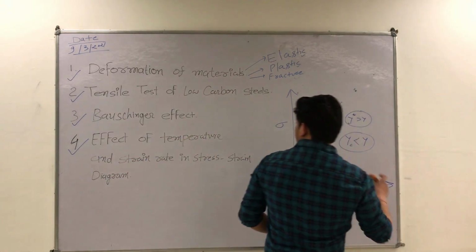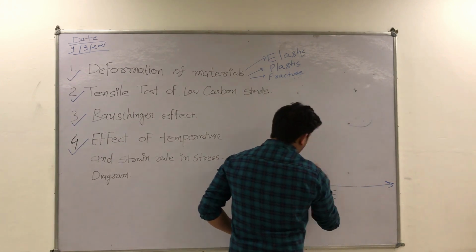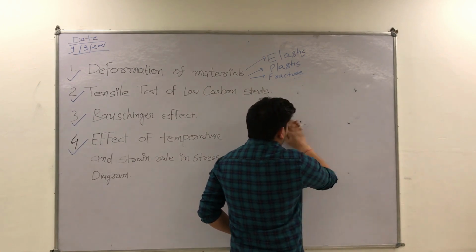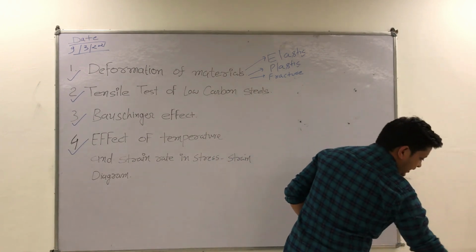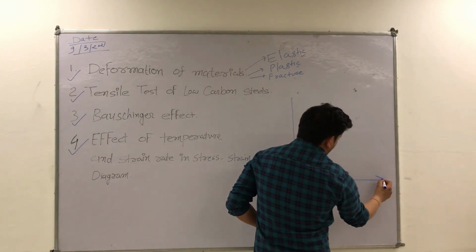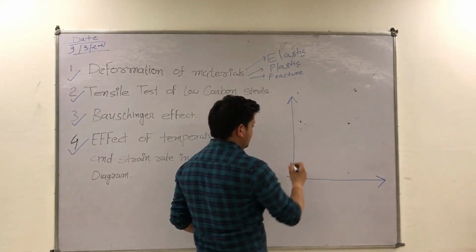Now, last topic is the effect of temperature and strain rate in the stress strain diagram. As we know that as temperature increases, there is a recrystallization of the material and a new crystal structure is formed, and due to strain rate, a high amount of stress or load is required to deform the material.